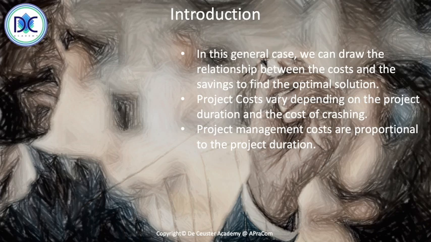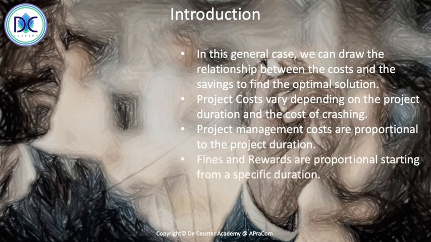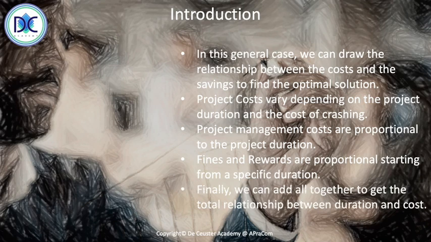What we also know is that the project management costs are proportional to the project duration. So the less the duration is, the less project management will cost us. We also have fines and rewards, which are proportional starting from a specific duration. Fines will be charged from a certain moment. In our case, when the duration is more than 19 periods, and we will get rewards when the duration is less than 17 periods, for example. And finally, we have everything together to get the final relationship between duration and cost.